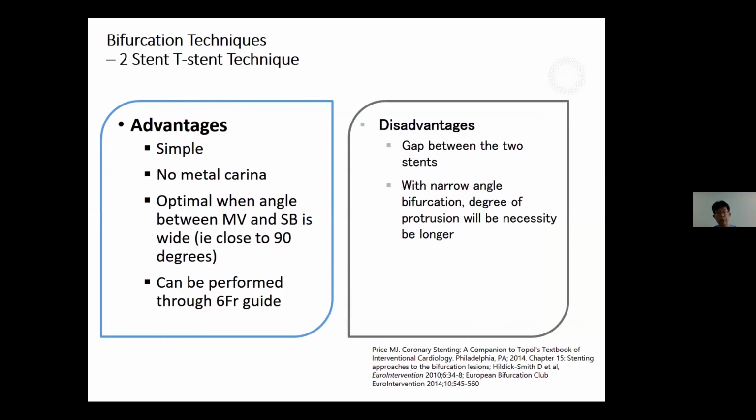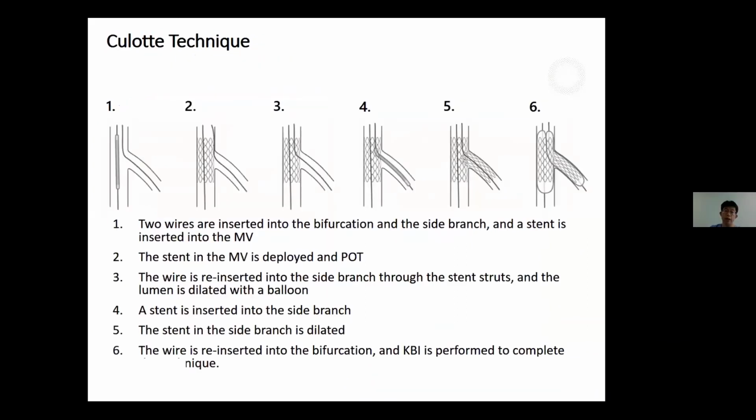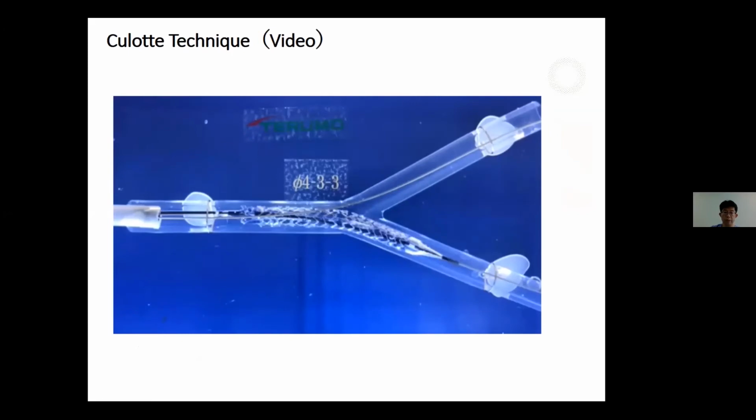But the disadvantage is the risk of a gap between two stents. It means if the separation angle is large, the ostium of the branch has no metal coverage, so there is a risk of ISR. Unlike this, Culotte stenting has the good advantage of fully covering the ostium of the LAD or circumflex. So this is a video.